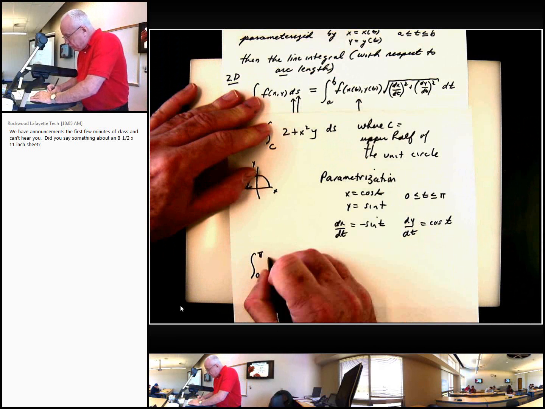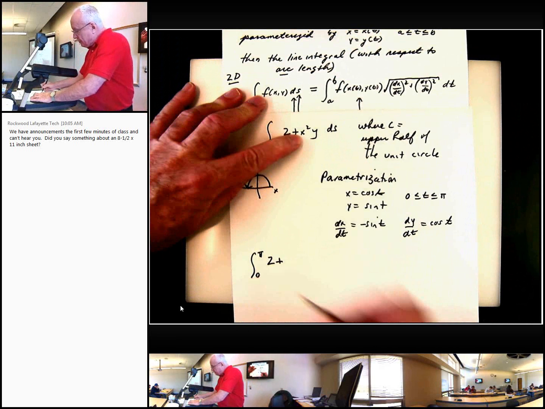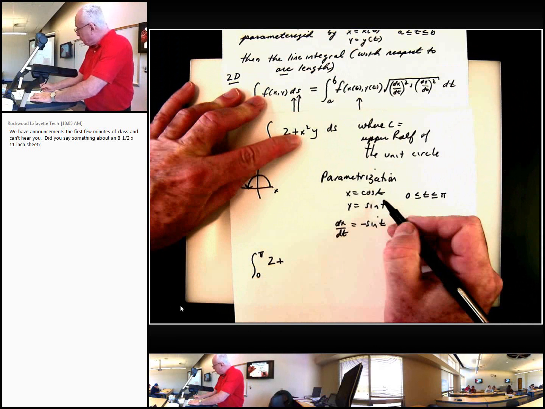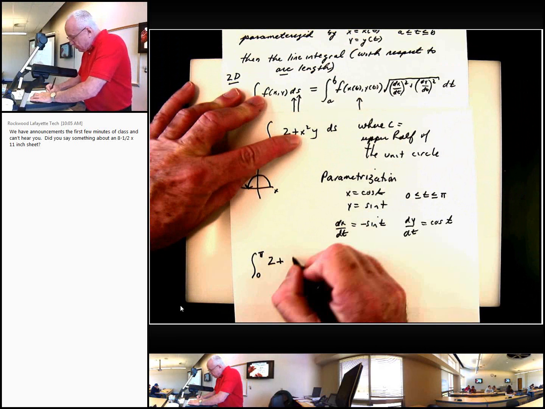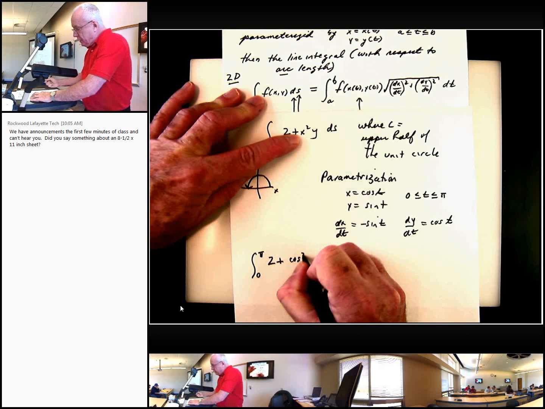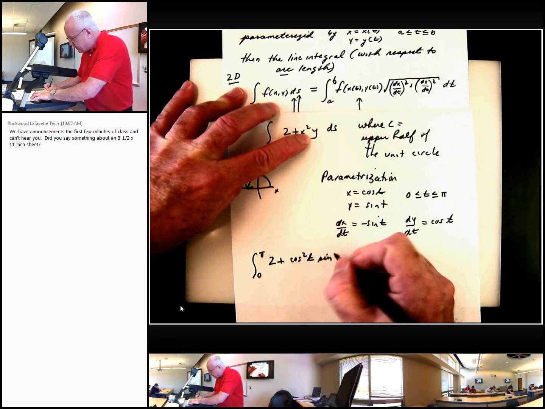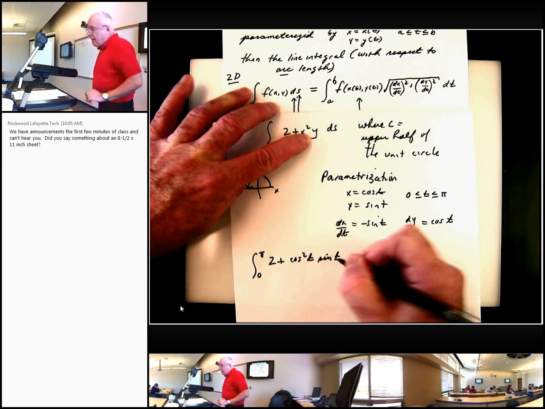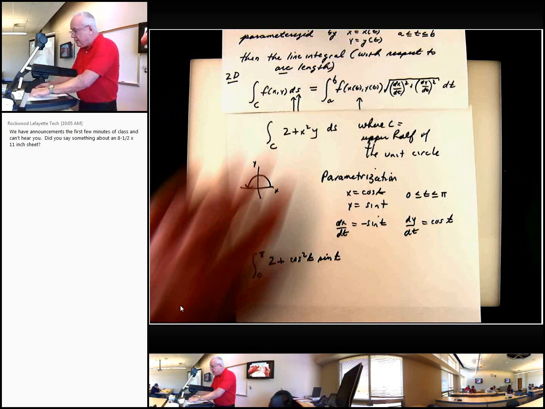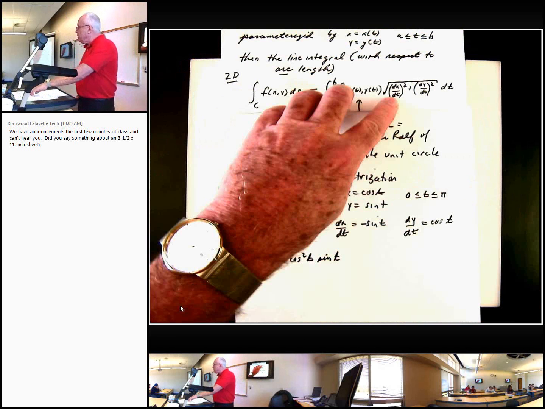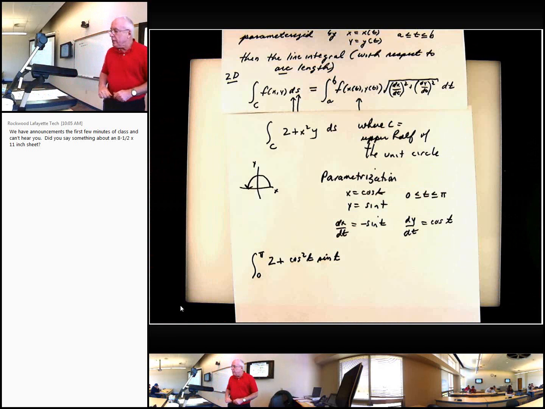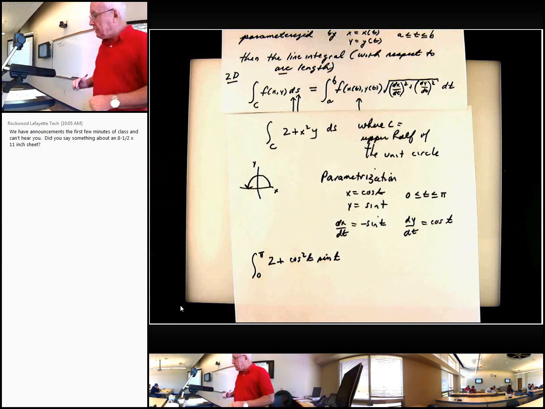So it's going to be 2 plus, now for x squared, I'm going to replace it with cosine. So that's cosine squared of t. And then for y, I'm going to replace it with sine of t. All right. And then, so I've done that part there. And then we have to multiply by the square root of dx dt squared plus dy dt squared.